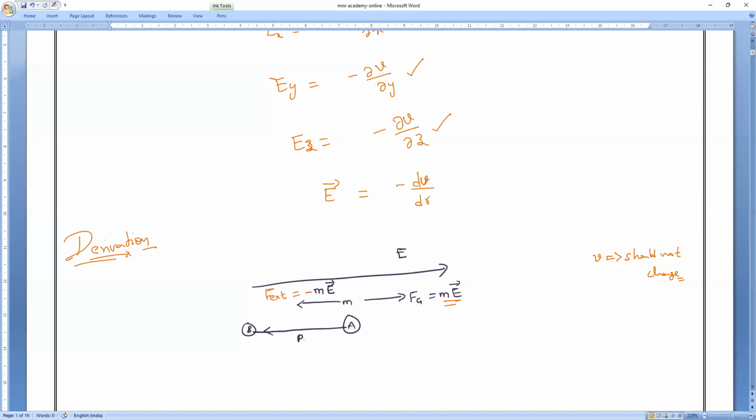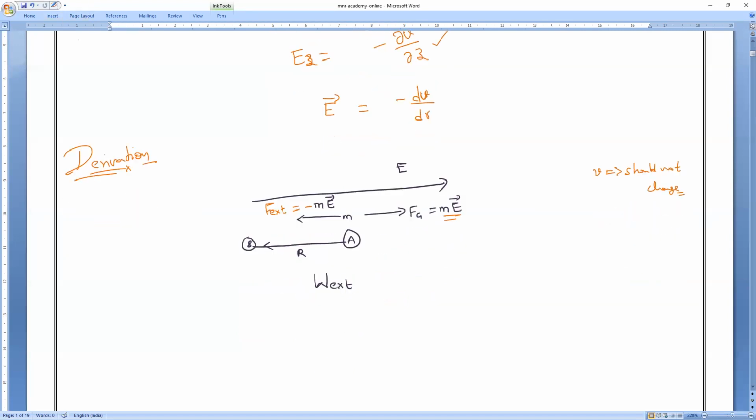Now let me take the distance from point A to B as r. What is the work done by the external force, from A to B or B to A? From A to B. What is the formula? Work done is equal to force into displacement, F into S.